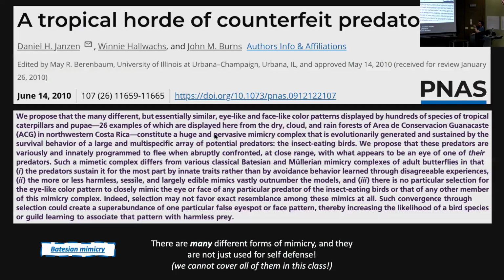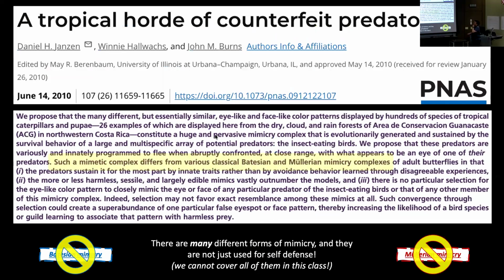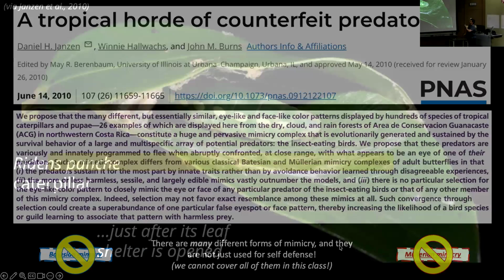Well, there was this really nice paper back in 2010 that studied these tropical complexes of these caterpillars, these specific caterpillars, and the way they look, and showed that they don't fit either Batesian or Mullerian patterns here. So they don't fit either one of those. And so it ends up being kind of a new form of mimicry. So let's look into that.